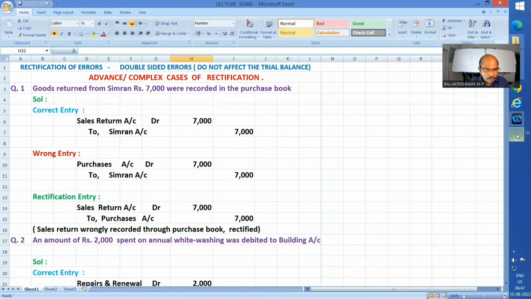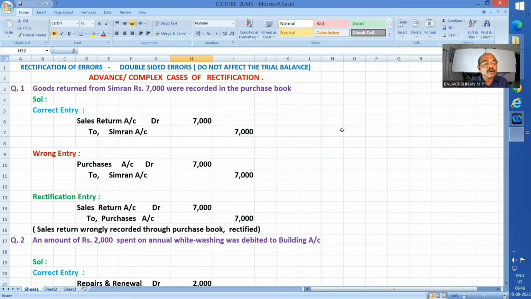Well, question number 1. Goods returned from Zimran, ₹7,000 were recorded in the purchase book. Correct entry: sales return account debit to Zimran account. Debit what comes in, credit the giver. Sales return means return of goods, a real account, debit what comes in. Zimran account, a personal account, credit the giver.